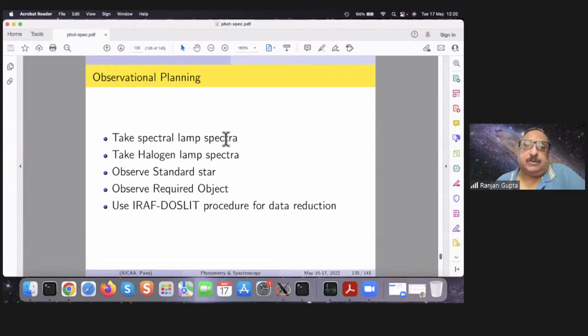And what is the procedure for each spectra? Take the spectral lamp, take a white light, because you have to correct for the continuum, and observe a standard star and the required object, and keep doing this. And finally, use a software to analyze the data.